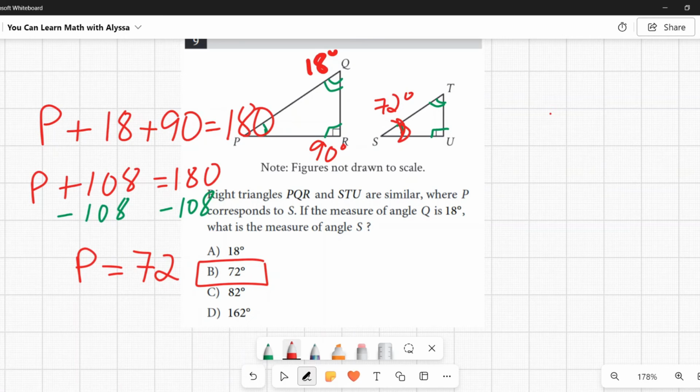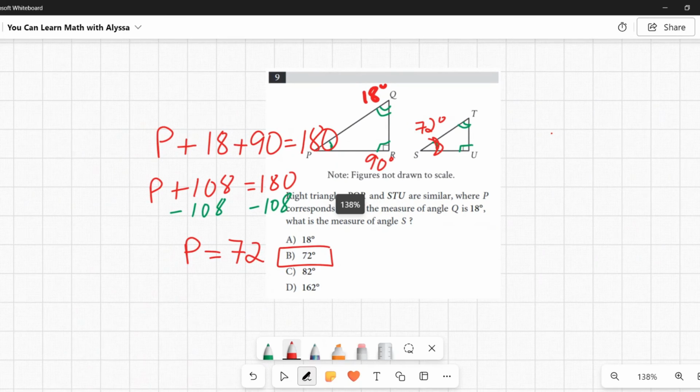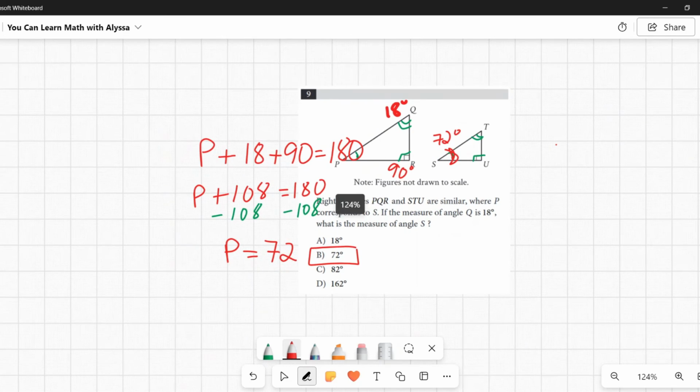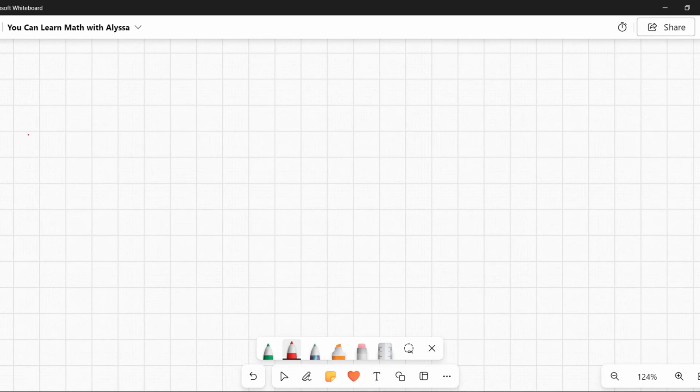They're really counting on you just accidentally typing something into your calculator or doing this quickly in your head and going, okay, 180 minus 90. Okay, so that's 90, then 90 minus 18, 82. They're counting on those careless errors, so be careful. That's always a good rule of thumb. Be careful in your calculations so that you can get all those points that you've earned and deserved.